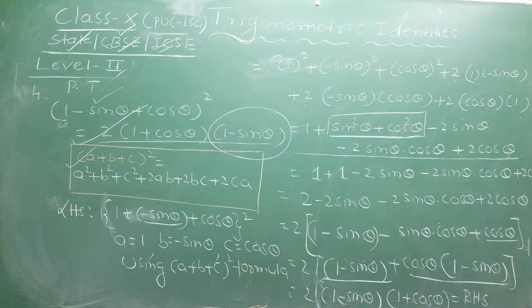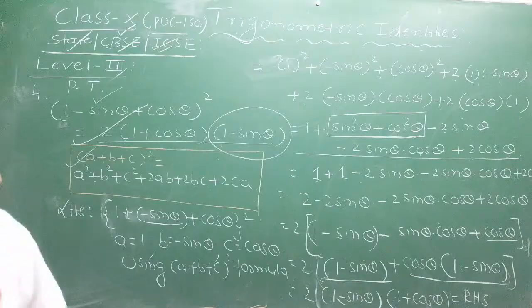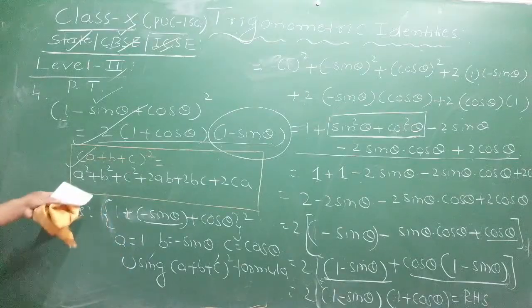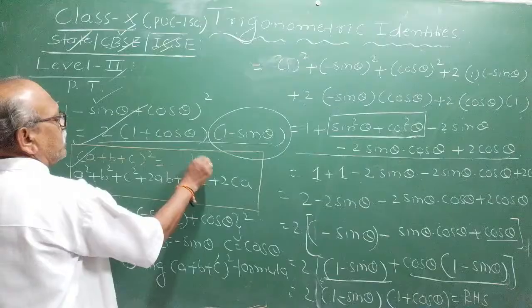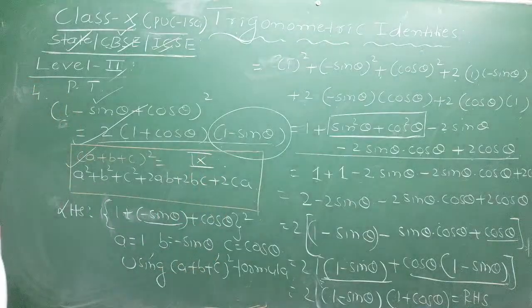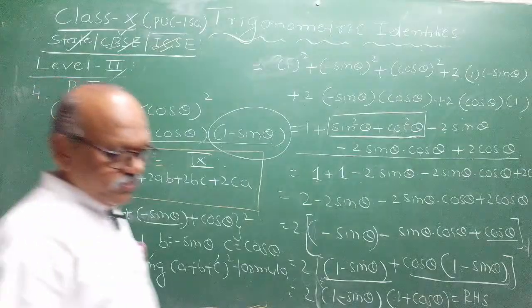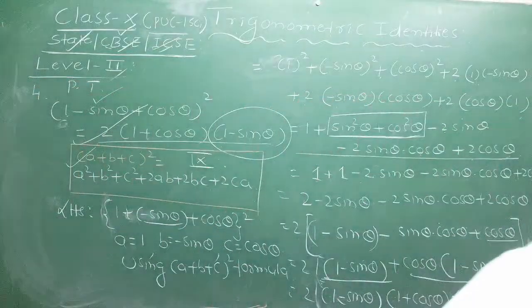A square plus b square minus c square, no, wrong. Use correct identities. This identity is studied in 9th standard. And use the same identities in trigonometry to get the problem solved.